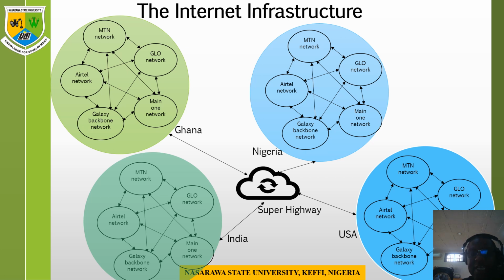So the internet infrastructure also can be looked at from a global perspective. So we have the superhighway. We can have the same set of arrangement from Ghana. We can see Ghana also consists of a network going to the superhighway, Nigeria, USA, and India. So this is how the internet is formed. And it's very, very important to understand the concept behind this network topology that makes the internet.